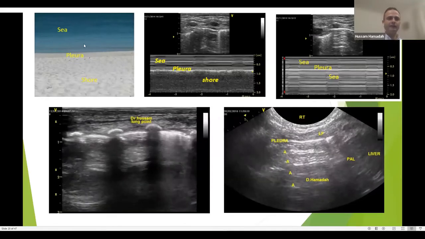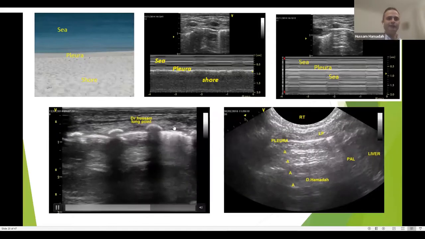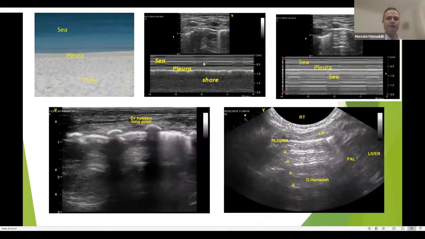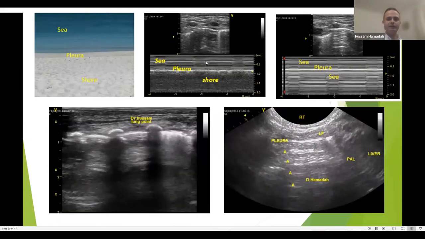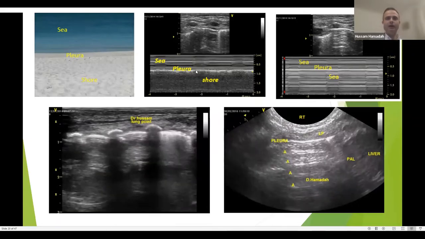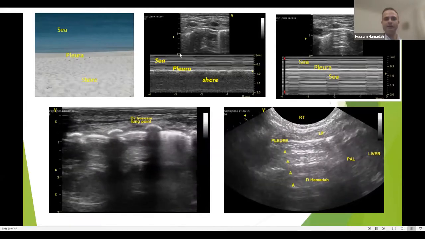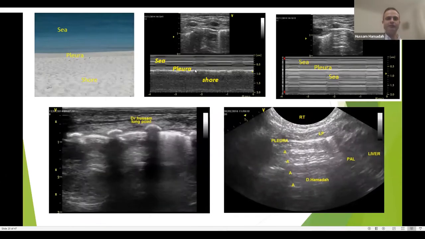If you come from the sea and you find the pleural line is sliding like this, the pattern of ultrasound will change. So this is the sea because it is motionless layers. Then you will have pleura. Then because of the sliding of the pleura, you will have a change in the artifact, and you will have the shore like this. So here, this is the skin and muscle, this is the pleura, and this is the shore.